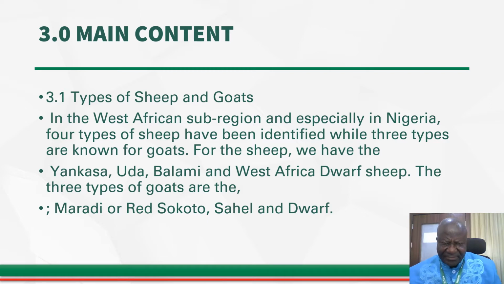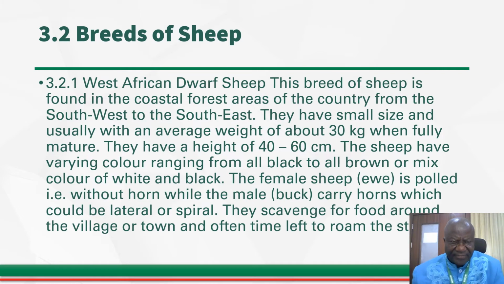In the West African sub-region and especially in Nigeria, 4 types of sheep have been identified, while 3 types of goats have been known. For the sheep, we have the Yankasa, the Uda, the Balami, and West African dwarf sheep. The 3 types of goats are the Maradi or Red Sokoto, Sahel, and the West African dwarf type. Breed of sheep: the West African dwarf sheep.